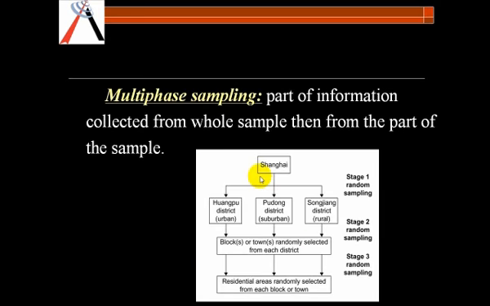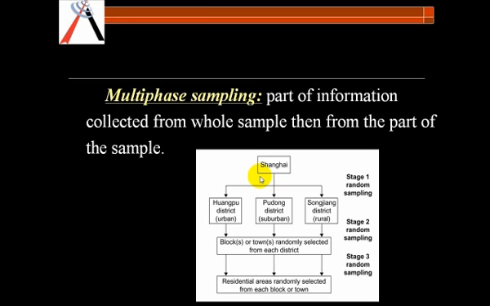Then you have multi-phase sampling. Multi-phase sampling is employed when you have a very large population. For example, you are supposed to select a random sample from the whole country. Right? How do you do that? So what you can do is you can select the sample in multiple phases. You can randomly select first the states from the country. Then you can randomly select cities from those selected states. Then you can randomly select blocks from those selected cities. And then probably you can select your sample.